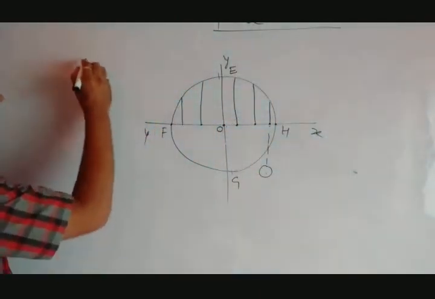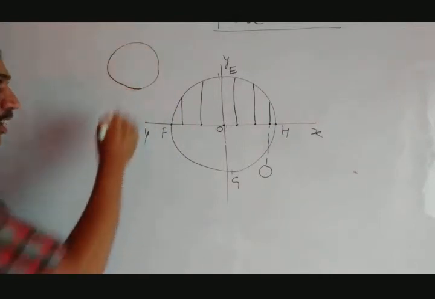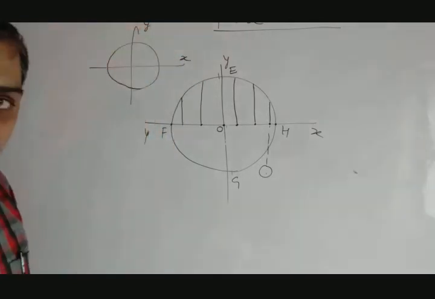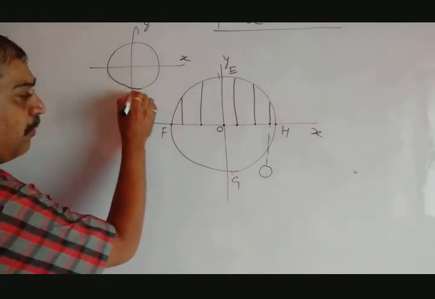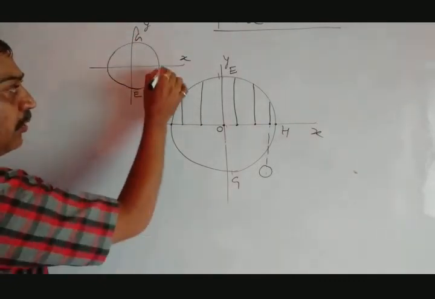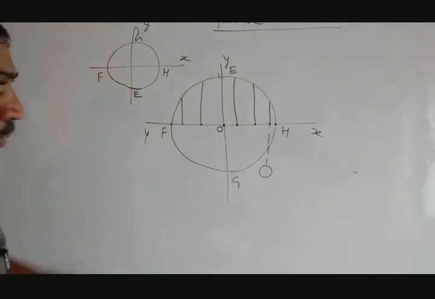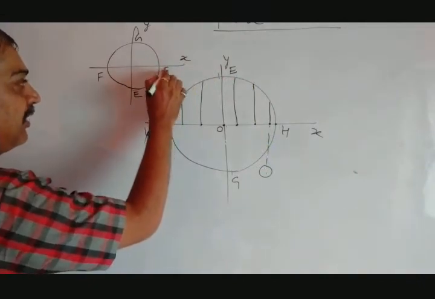Suppose I draw a small circle like this. I know it does not look like a circle. This is the x-axis, this is the y-axis. So what we have done is change the position. This would be E now, this would be G now, this is H and this is F. Suppose I have rotated like this, then this becomes F and this becomes H.